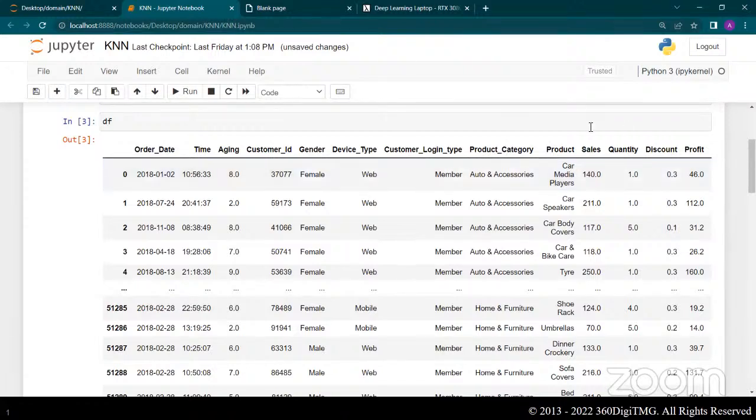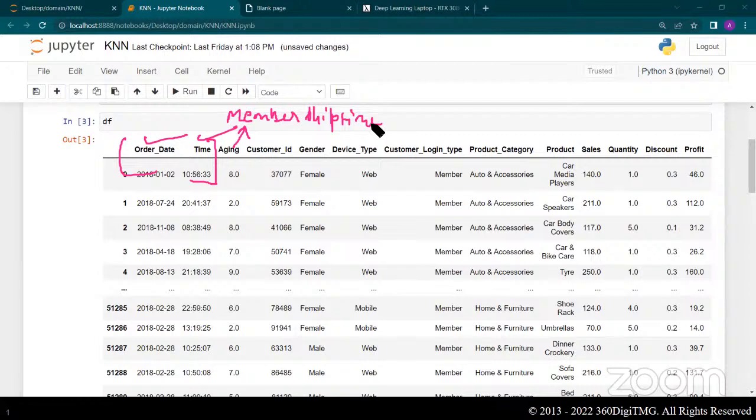Okay, so we have order date and the time. These two are basically at what time the person placed their order. So you're just keeping track as soon as the order was placed on the website. Then you have aging. What is aging? Aging is membership time: how long this person has been a member.